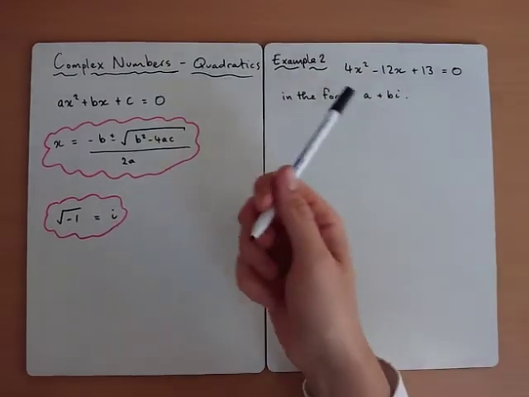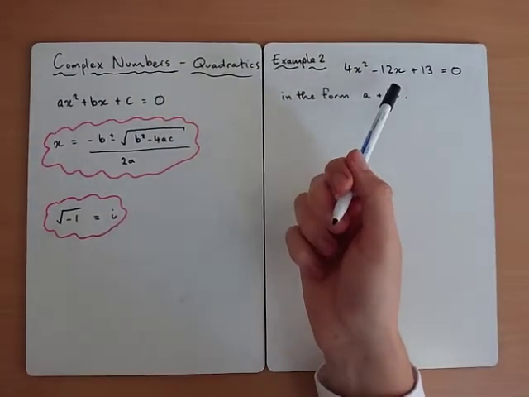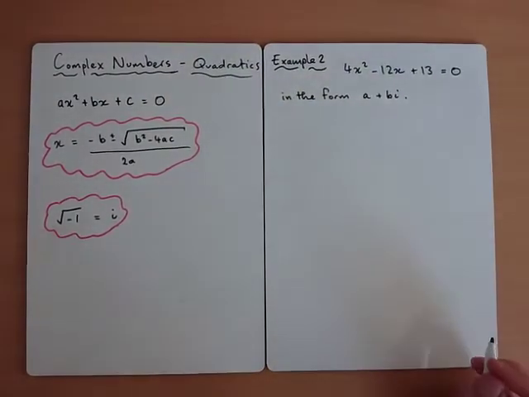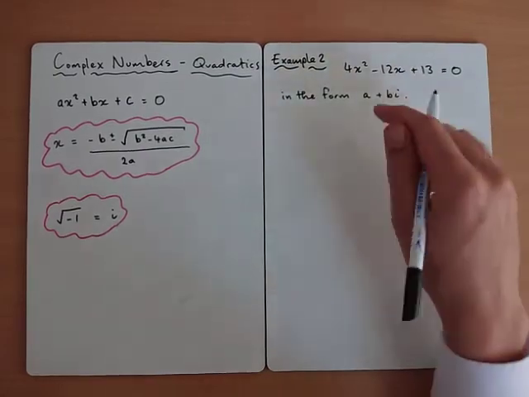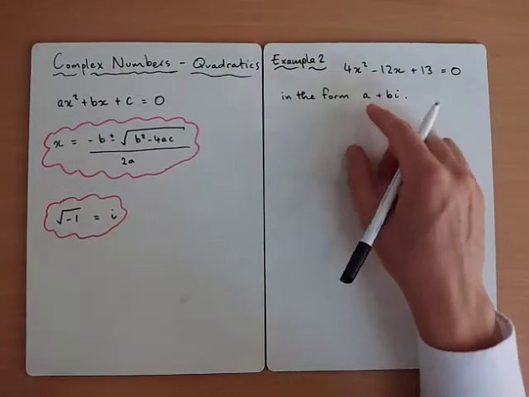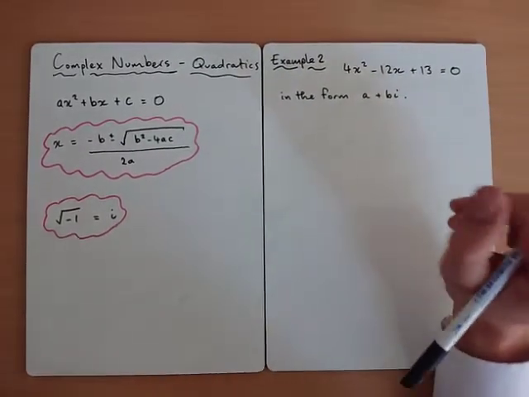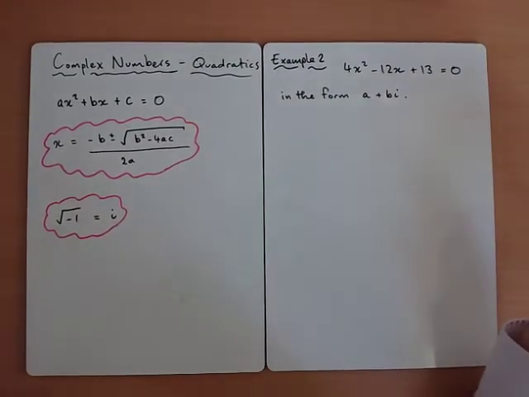Okay, the next one, example 2, we've got 4x squared minus 12x plus 13. And your first instinct whenever you see a quadratic maybe is to try and factorise it, but this, don't forget, you're not going to be able to factorise this, because if we're getting complex solutions, we can't put it into 2 brackets with real numbers. It's not going to work.